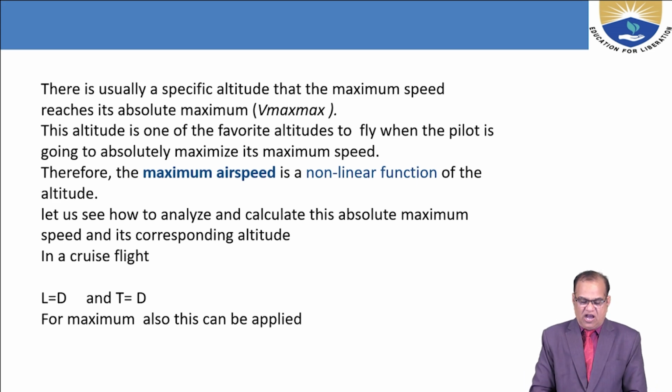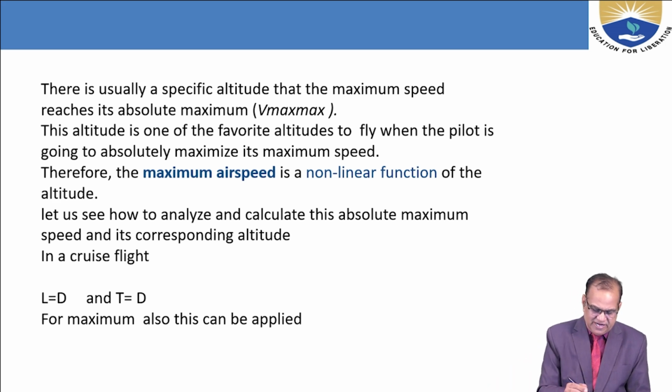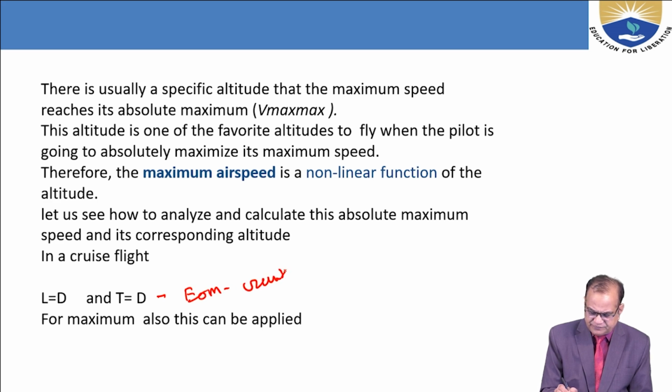Let us see how to analyze and calculate this absolute maximum speed and its corresponding altitude in a cruise flight. So, let lift be equal to drag, and this is the equation of motion for cruise flight.